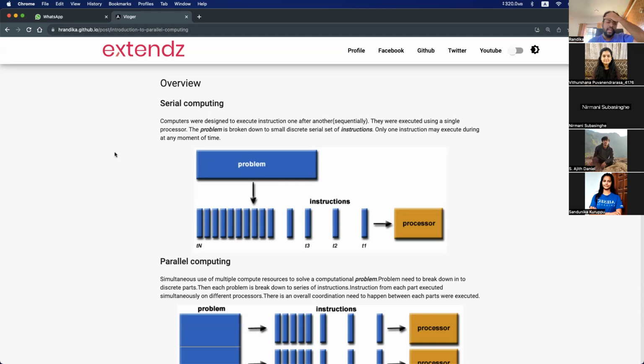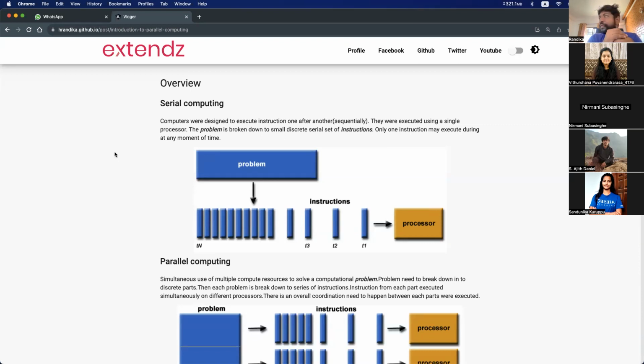Okay, so it does not matter what the problem is. It might be a mathematical logical question, it might be an image manipulation, it can be playing a song, it can be doing a network request. Whatever the problem is, the problem will get drilled down to small instructions. Then these instructions will get executed through a processor.